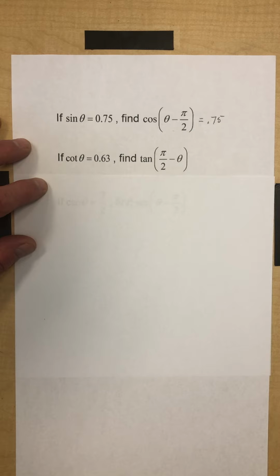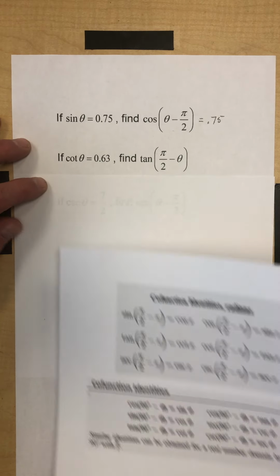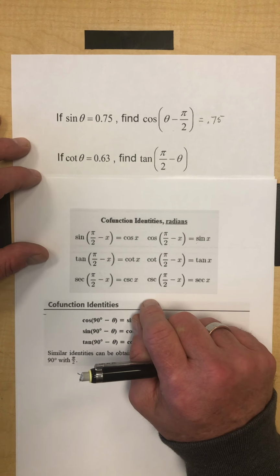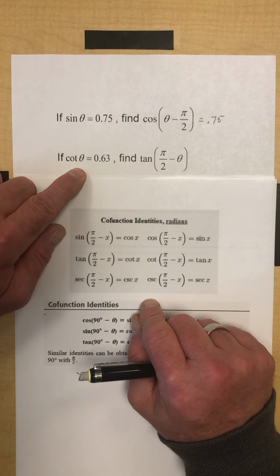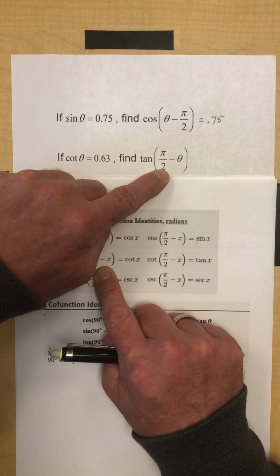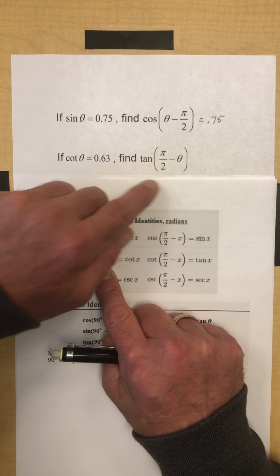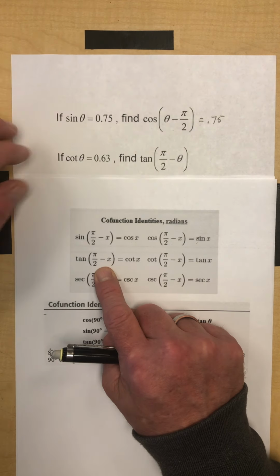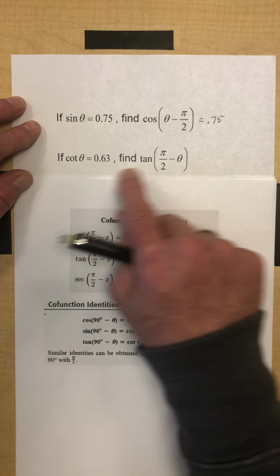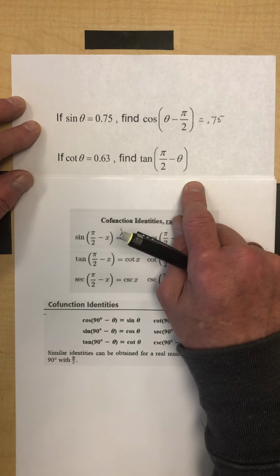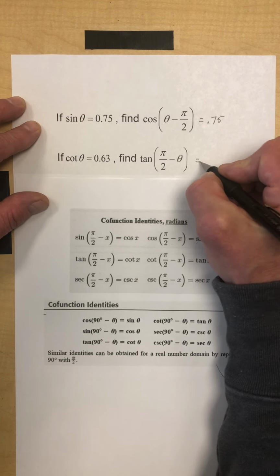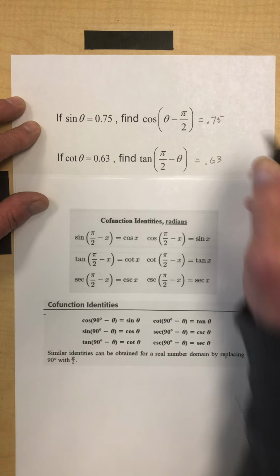Cotangent. Let's see, what do we have? Cotangent and tangent. Well, we know they're co-functions of each other. So we know the cotangent of theta has to be the same as the tangent of pi over 2 minus theta. And notice that it's pi over 2 minus theta rather than theta minus pi over 2 like up here. So cotangent of theta and tangent of pi over 2 minus theta have to give us the exact same thing because they're co-functions. So the tangent of pi over 2 minus theta has to be equal to 0.63.